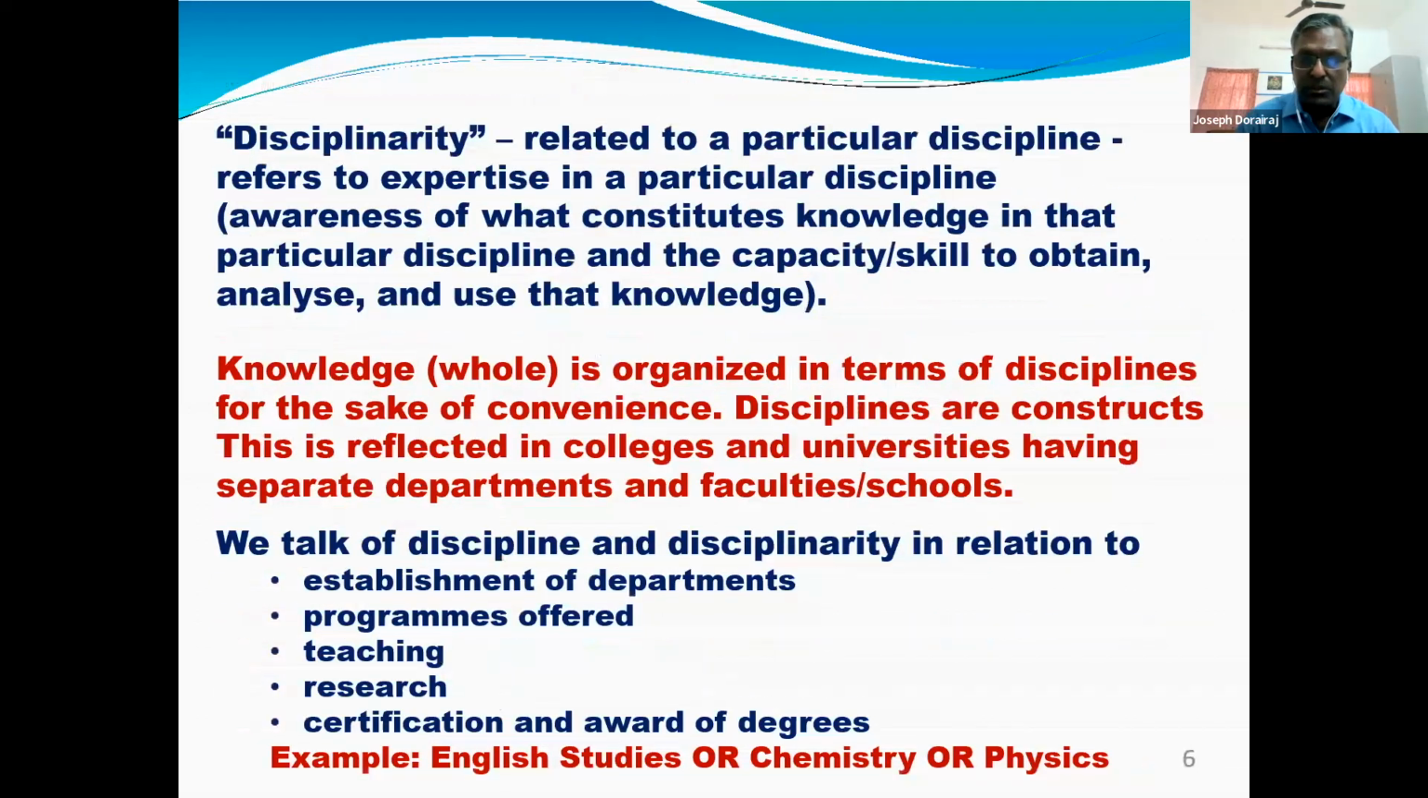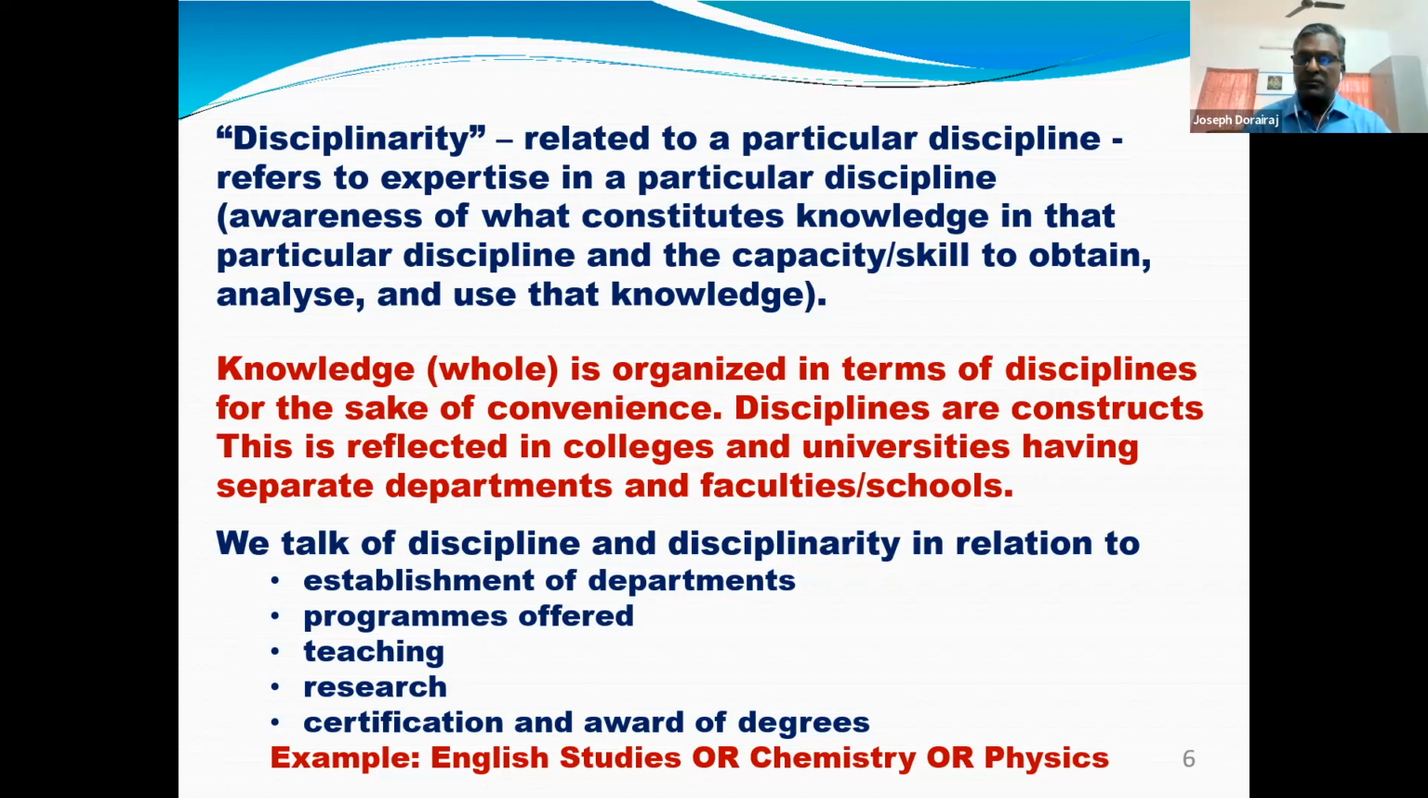Now that we have talked about what is a discipline and what constitutes a discipline, let us very briefly talk about disciplinarity. So what is disciplinarity? As we all know, disciplinarity is related to a discipline. It refers to expertise in a particular discipline, and it talks about awareness of what constitutes knowledge in that particular discipline, whether it is sociology or anthropology or physics or chemistry. And it also talks about the capacity or skill to obtain, to analyze, and use that knowledge.